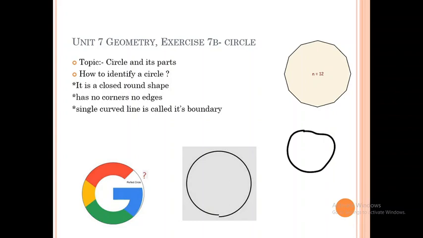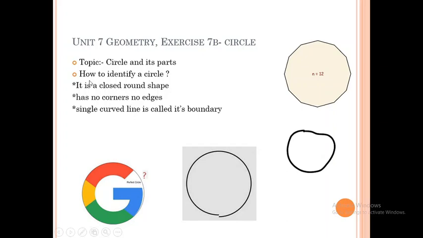As our topic is circle and its parts, now first one, how to identify a circle. See this shape, this shape, this shape and this shape. None of these four is a circle. Here you can see the corners. Here this is not a straight line, not the same distance from the center. Here this is not a closed figure. Here this is also not a closed figure.